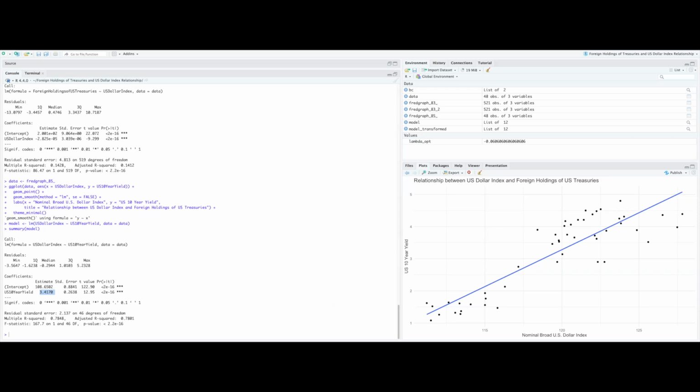We need to keep an eye on how these foreign holdings of US Treasuries develop, and of course, how US Treasury yields develop.